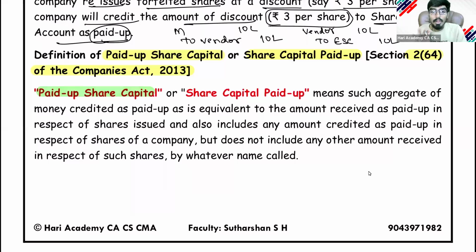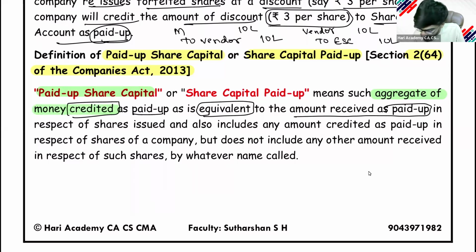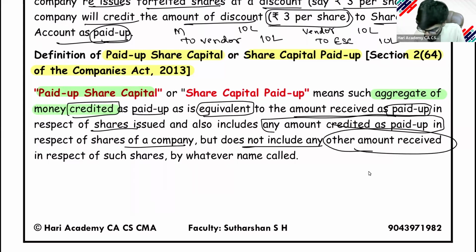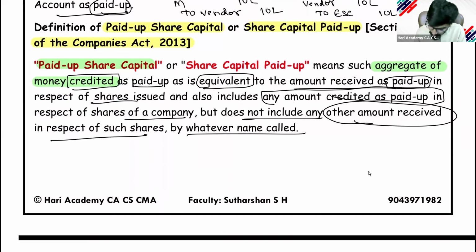Paid up share capital means the aggregate amount of money credited as paid up, equivalent to the amount received as paid up in respect of shares issued, and also any amount credited as paid up in respect of shares, but does not include any other amount in respect of such shares by whatever name called.